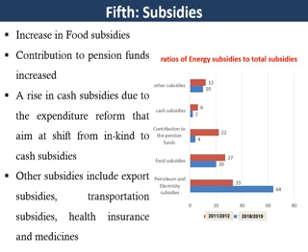food and energy. Concerning other subsidies, they include export subsidies, public transportation subsidies, health insurance and medicines, and we can see that we have an increase in other subsidies from 10 to 12%. This percentage is even expected to increase due to the requirement of financing of the Unified and Comprehensive Health Insurance Law that took place in this year.